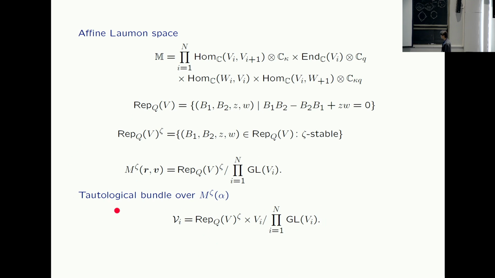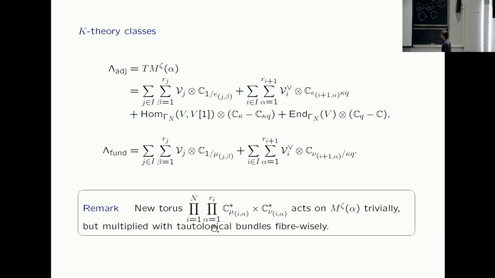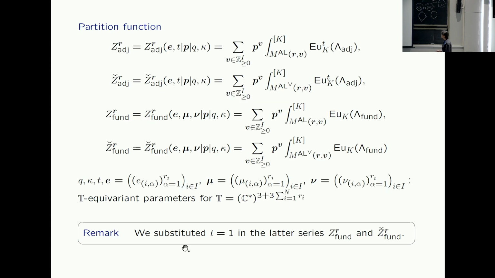And we can take the tautological bundle as in the Grassmannian case. So we take a K-theory class, which gives the tangent bundle over the moduli space, and some variants. Here we take the new torus acting trivially. And the partition function is given in this way.